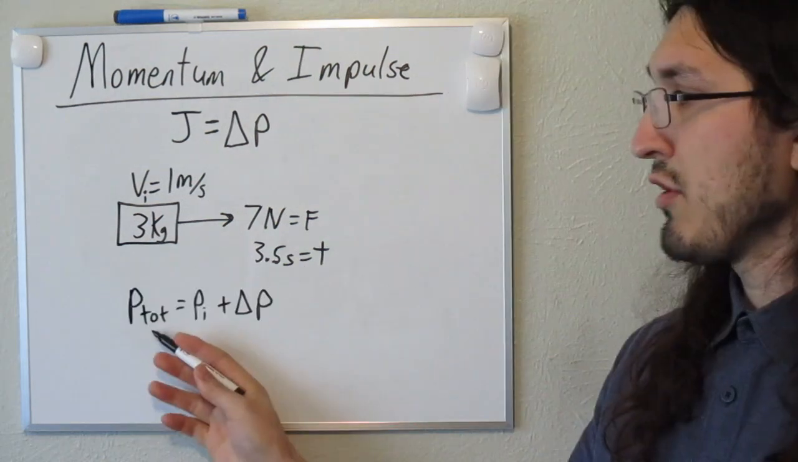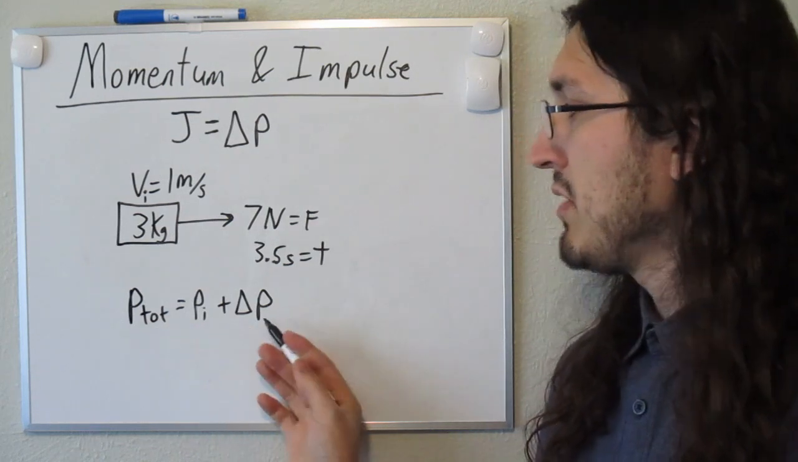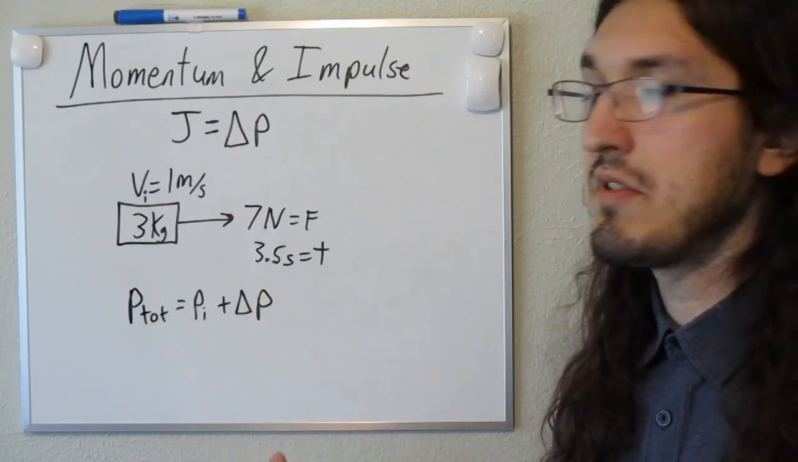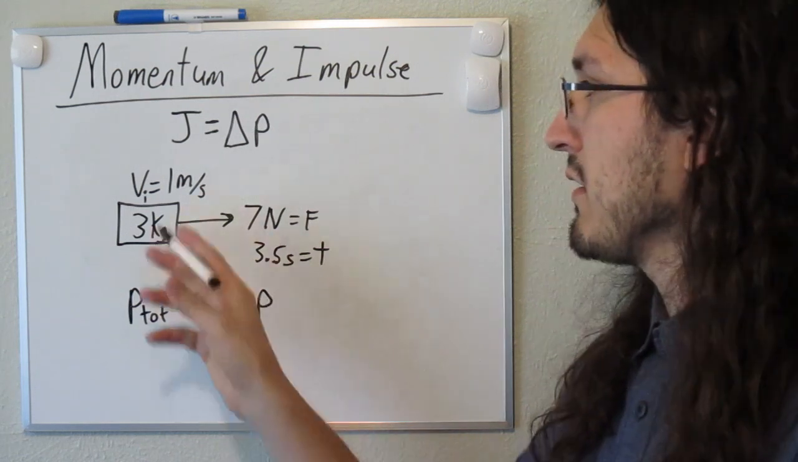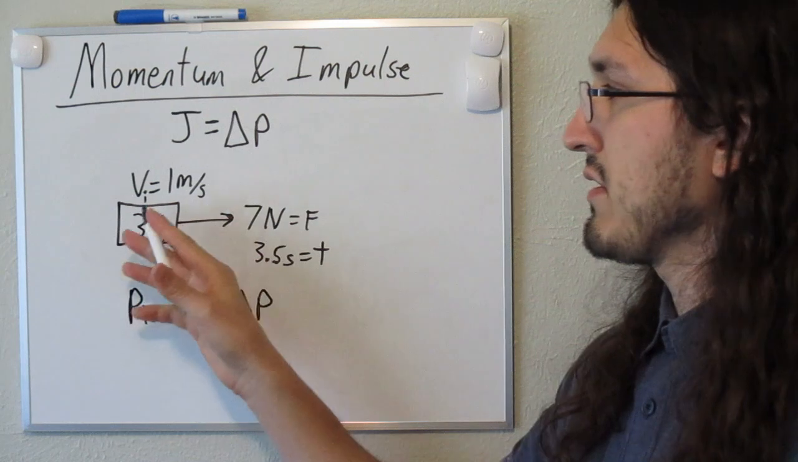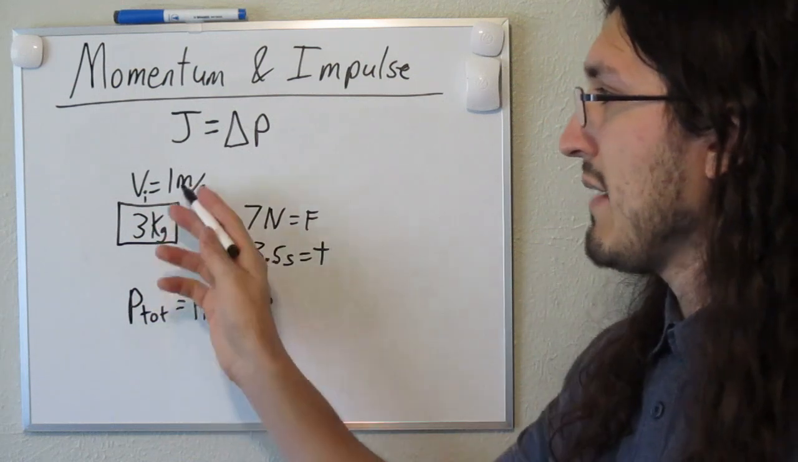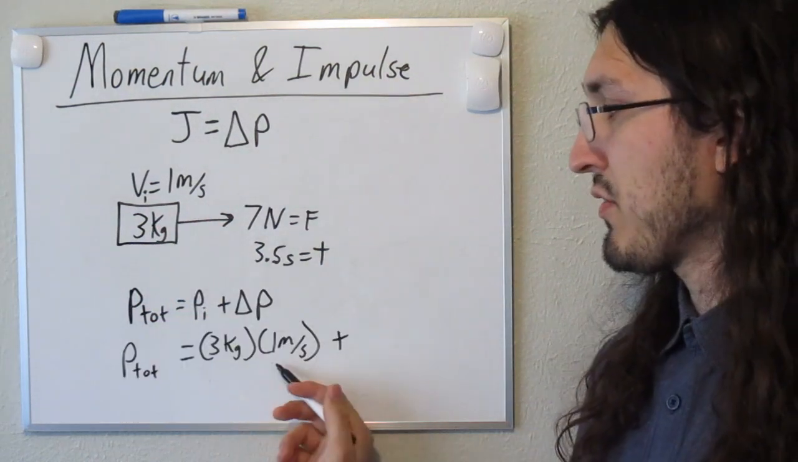So I'm going to write that out here. Total momentum is equal to initial momentum plus change in momentum after the impulse. I know my initial momentum is this mass times velocity for the initial state, which was when it was just going 1 meter per second. So it's just 3 times 1. This is just going to come out to 3.